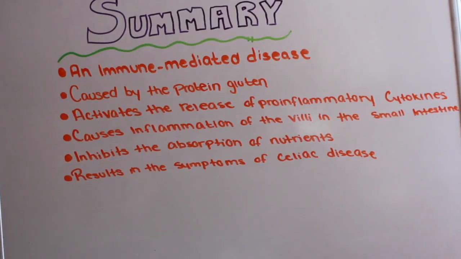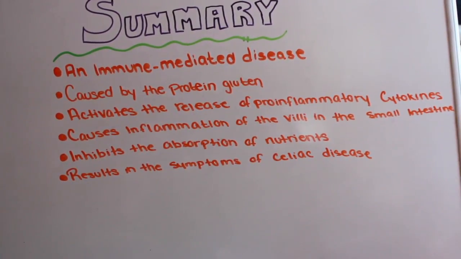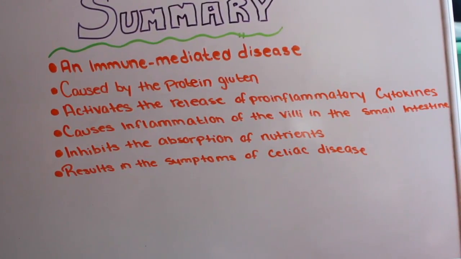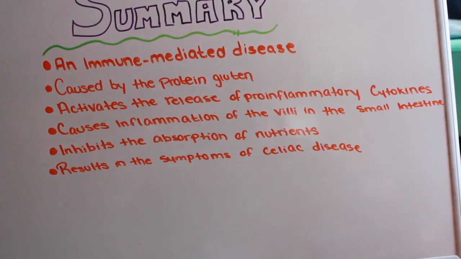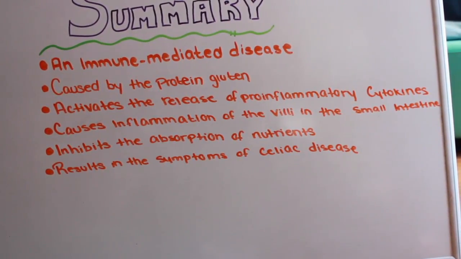In summary, celiac disease is an immune-mediated disease caused by the protein gluten, which activates the release of pro-inflammatory cytokines, which causes inflammation of the villi in the small intestine, inhibiting the absorption of nutrients, which results in the symptoms of celiac disease.